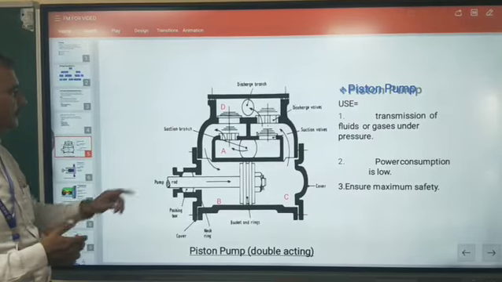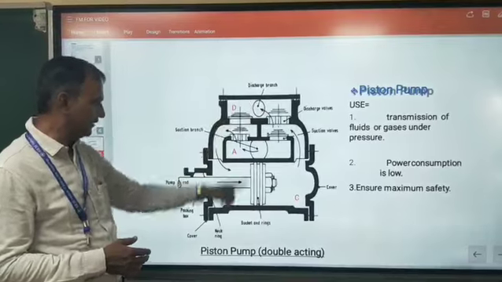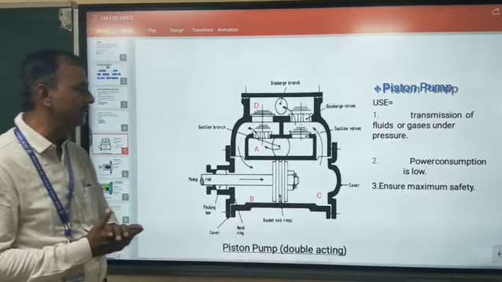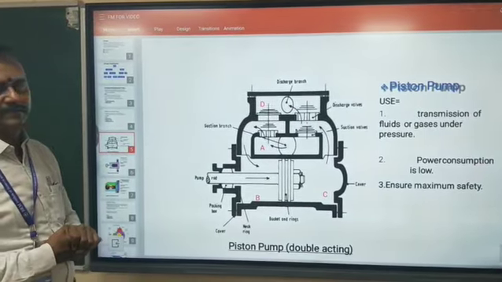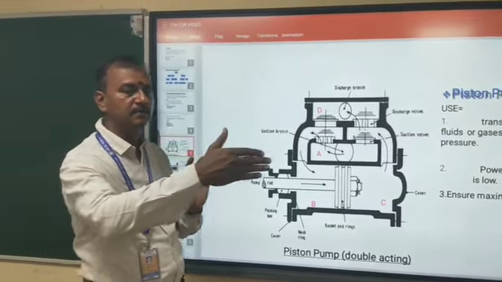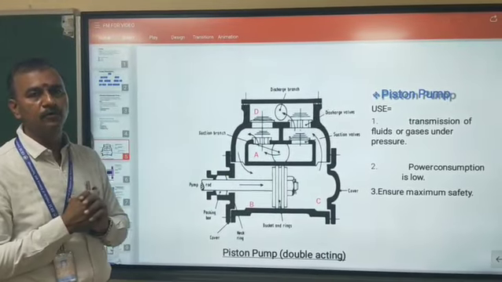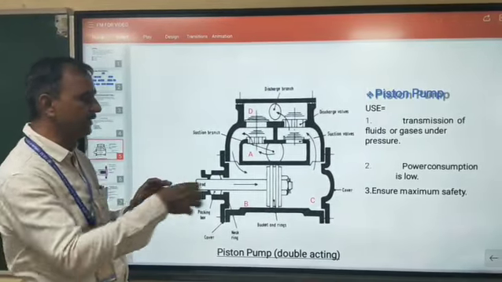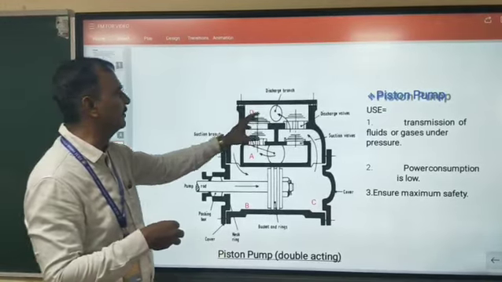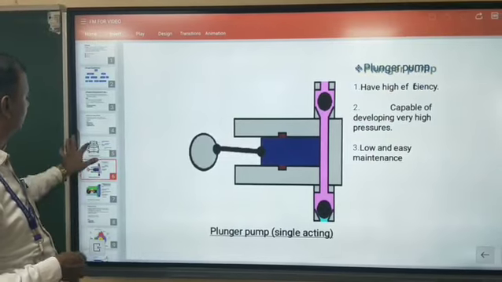This type is a double acting reciprocating pump setup, where there will be a cylinder and a piston. This piston will move to and fro within the cylinder, thereby there will be a suction of liquid and a discharge of liquid. This is about piston pumps.